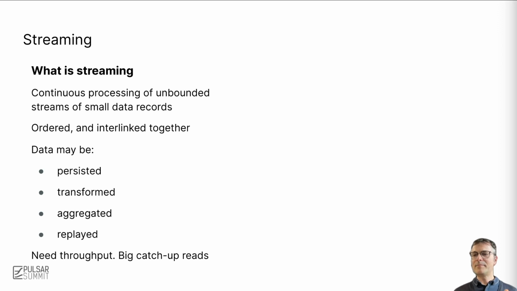This data may be persisted for a long time, but also be transformed, aggregated, or even replayed. And you may also need to read millions or billions of records very quickly and perform big catch-up reads, right? So you need throughput. Streaming platforms can handle a massive amount of data. So these platforms scale out horizontally.